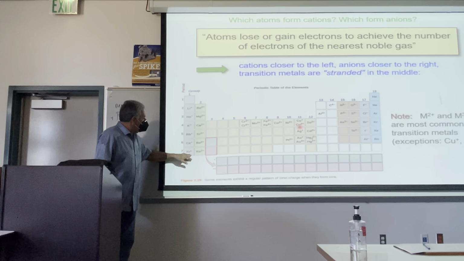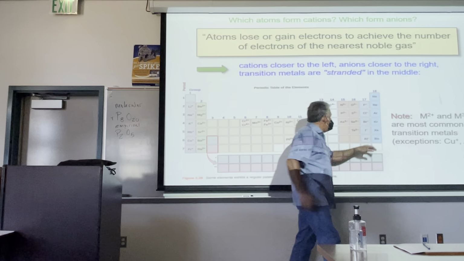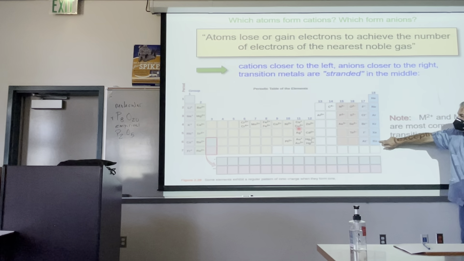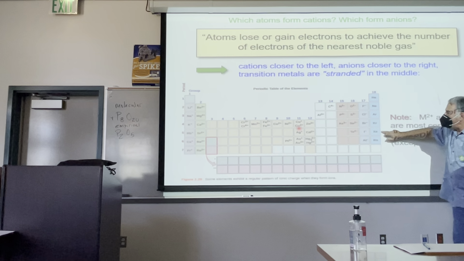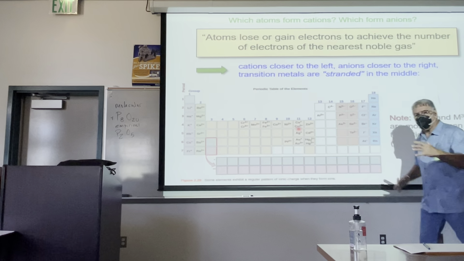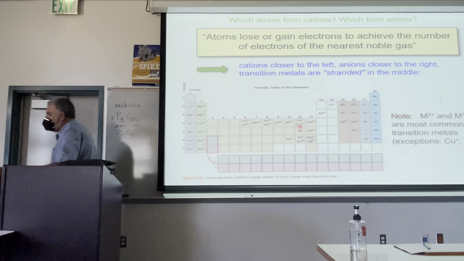These two lose. If this loses 2, it goes back to the row above it, right? The stable configuration of radon. If barium loses 2, it goes to xenon, right? It has the same electronic configuration, the same number of electrons, and that becomes stable.